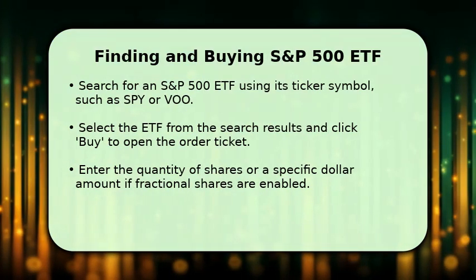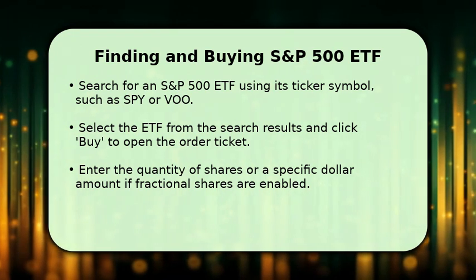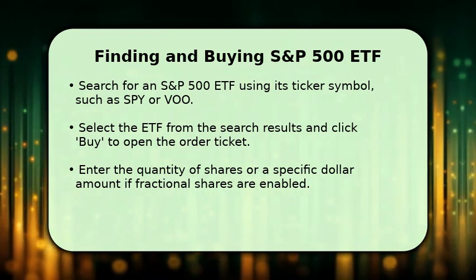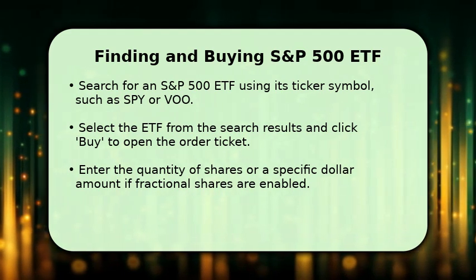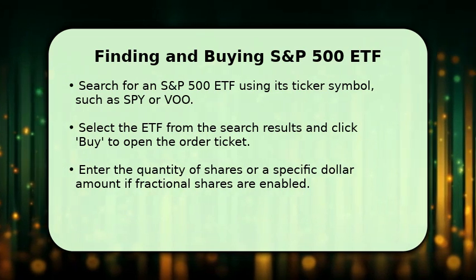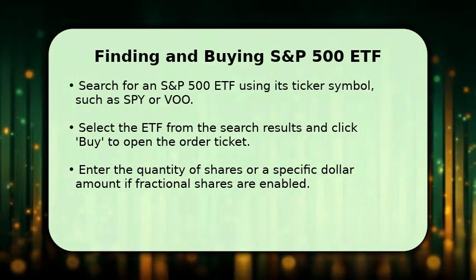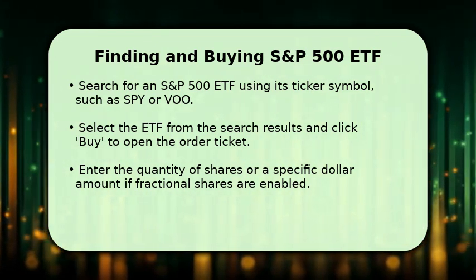With your account funded, you're ready to buy an S&P 500 Exchange Traded Fund, or ETF. These funds track the S&P 500 index. Use the search bar in the Interactive Brokers platform to find an ETF like SPY or VOO by its ticker symbol. Once you've selected your preferred ETF, click the Buy button to bring up the order ticket.